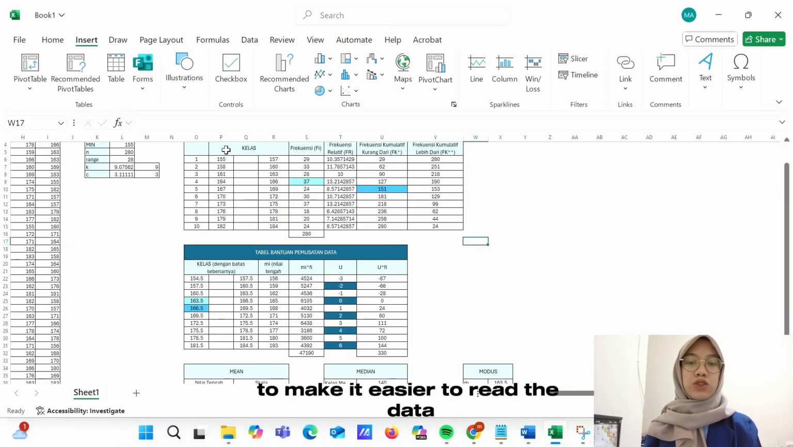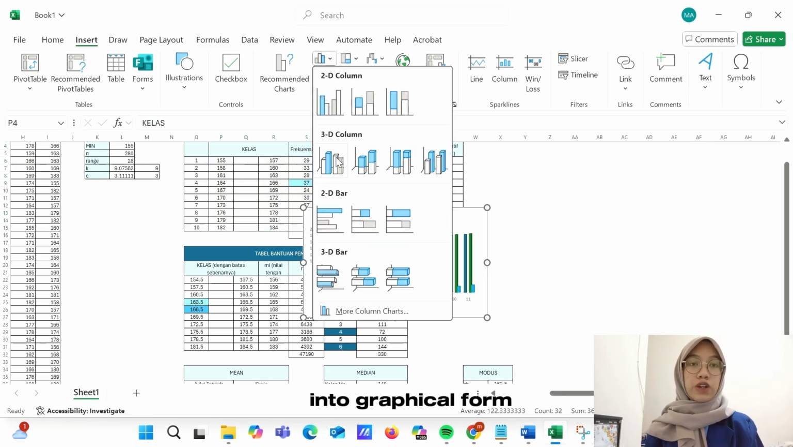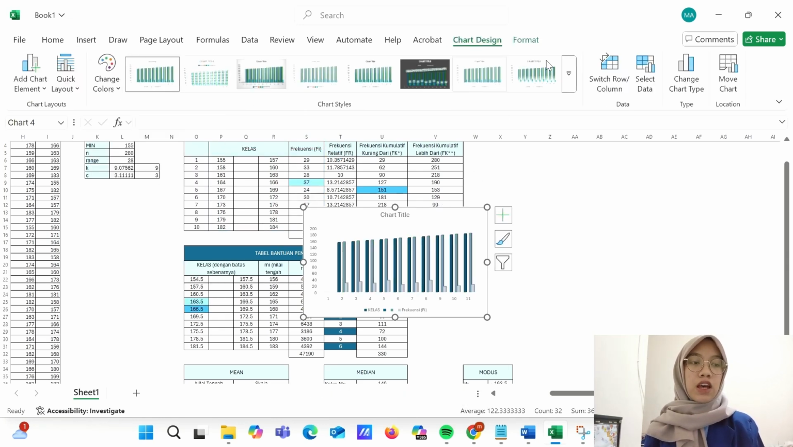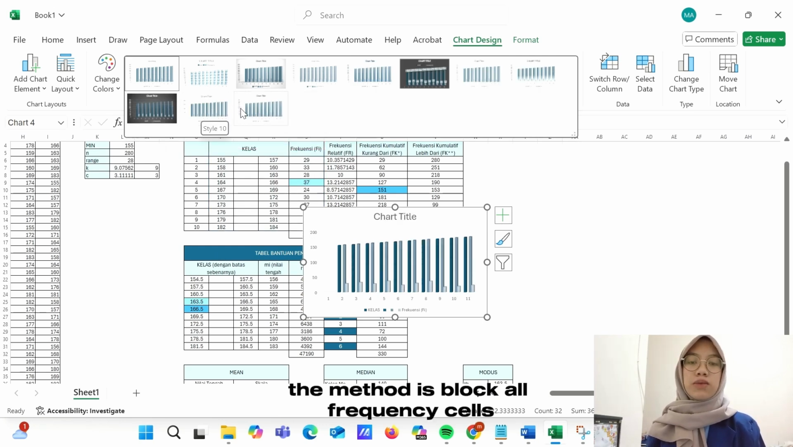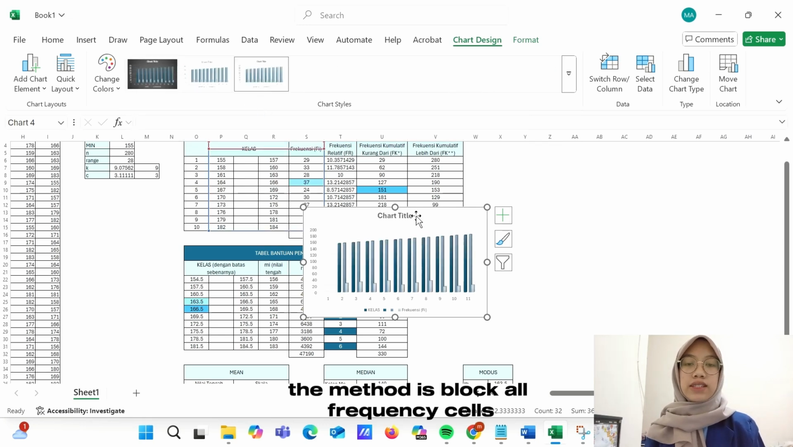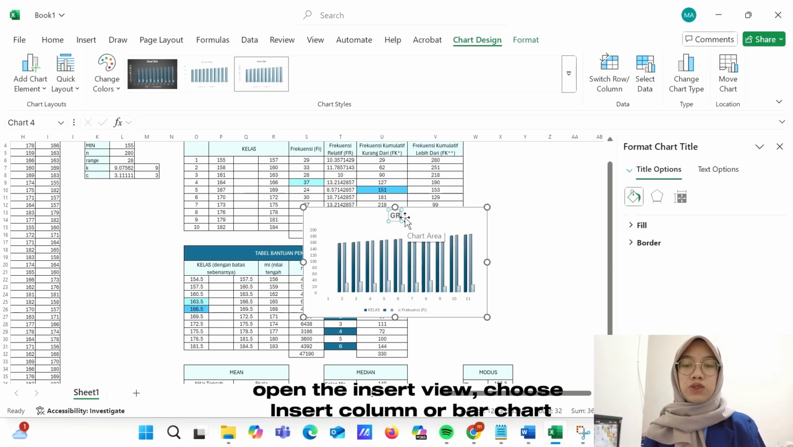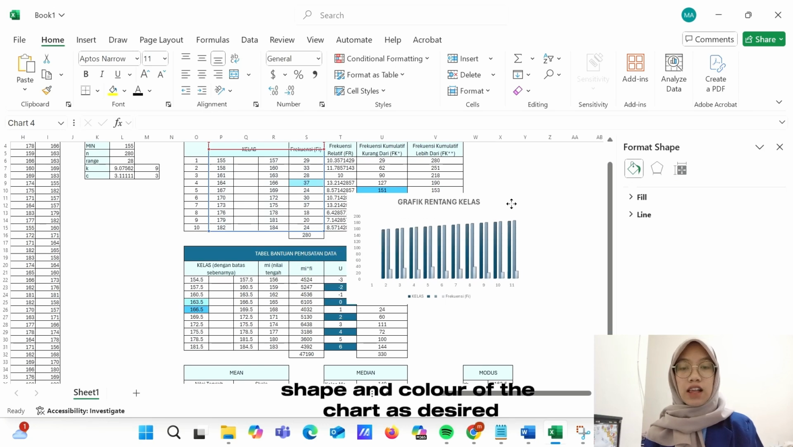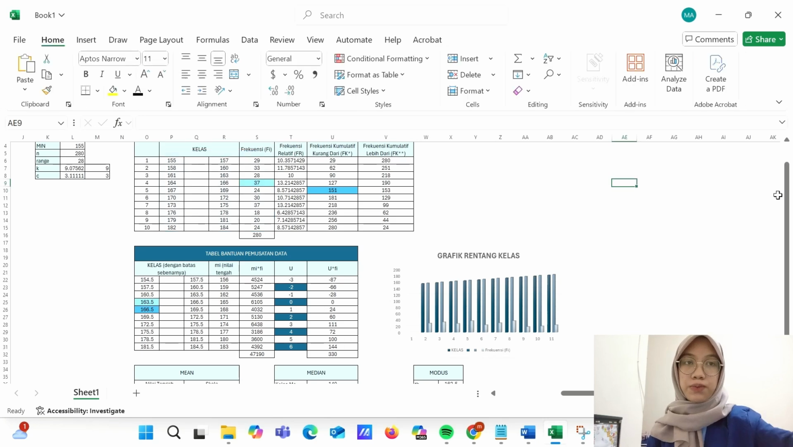To make it easier to read the data, we can convert the components in the table into graphical form. Here, I will present two graphs, namely a bar chart and a pie chart. To make a bar chart, the method is to block all frequency cells in the frequency distribution table, open the insert view, choose insert column or bar chart, and adjust the shape and color of the chart as desired in the chart design view.